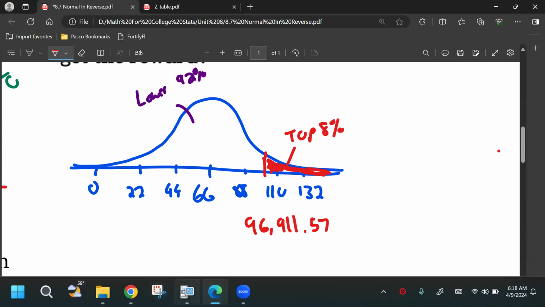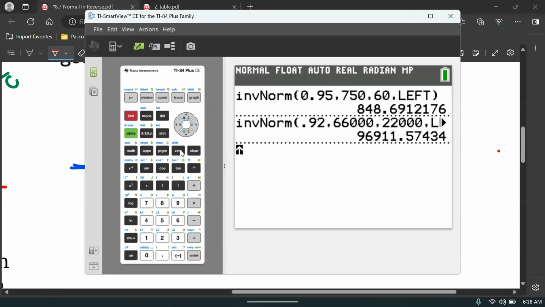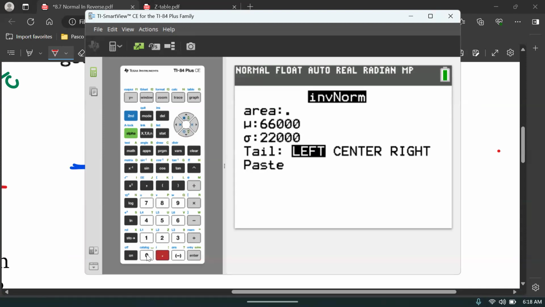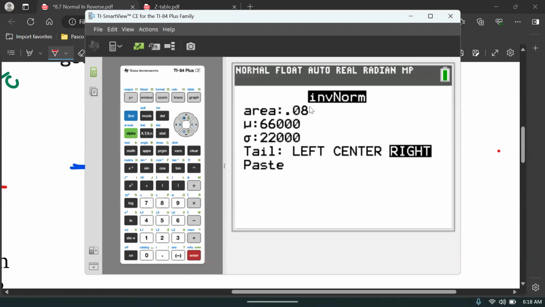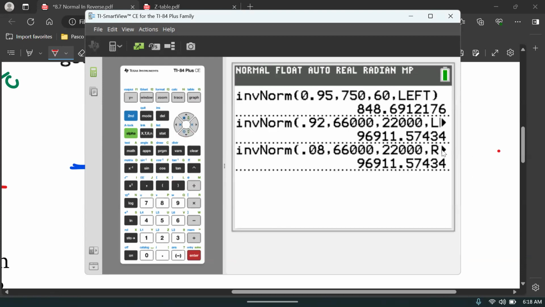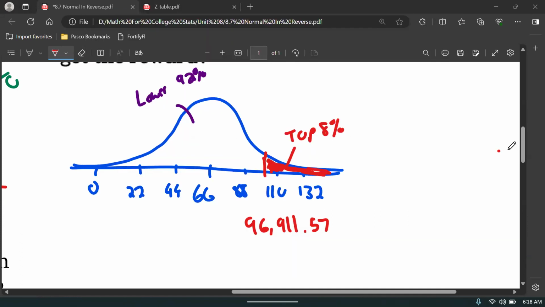So let me also again demonstrate. If you did have a newer version of the calculator, like the one I'm showing you here, you can actually switch it. We can actually put in 0.08 if you have the capability of switching it to the right tail. So we're saying 8% to the right instead of 92% to the left. That means top 8%. You see it's the same answer, right? But again, if you can't choose right, then it defaults to left. So you're always going to have to think, no matter what, to the area to the left here.